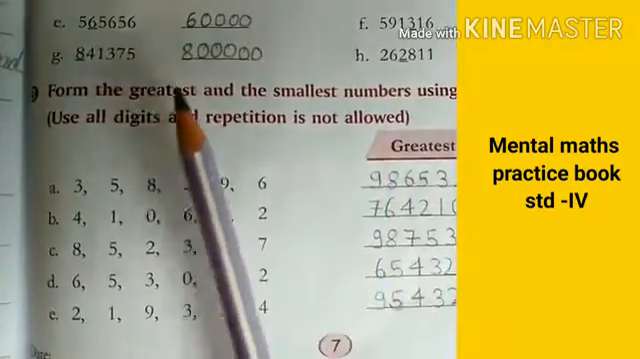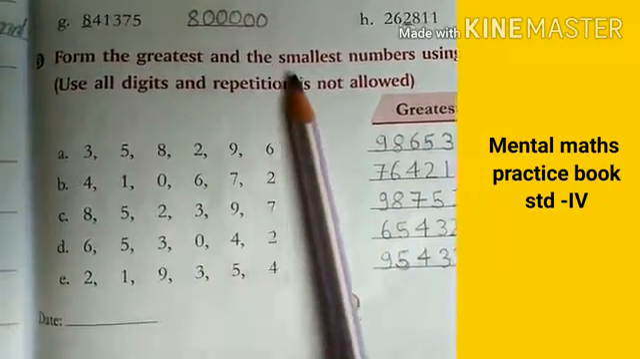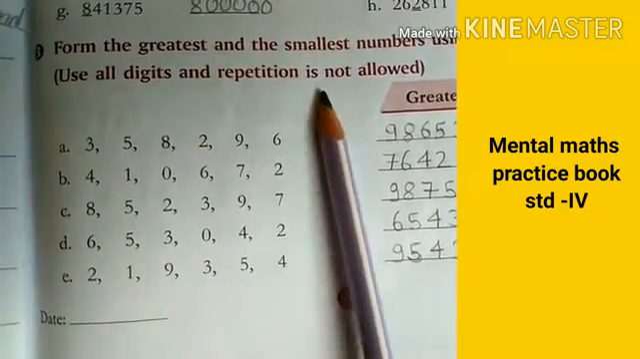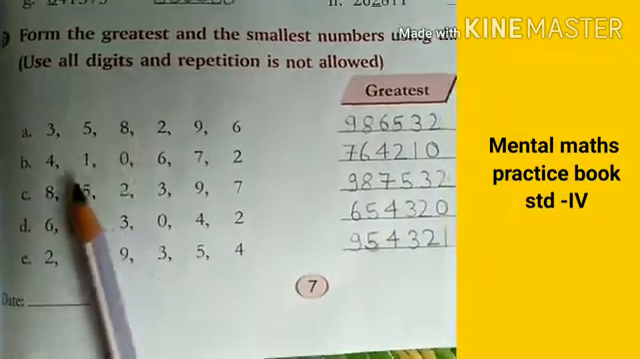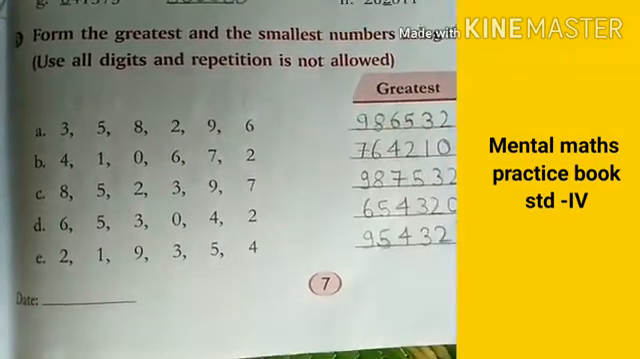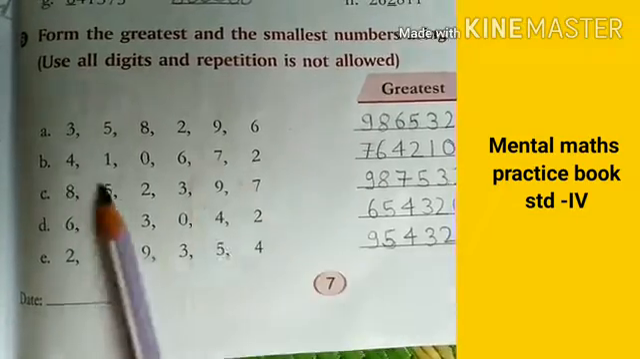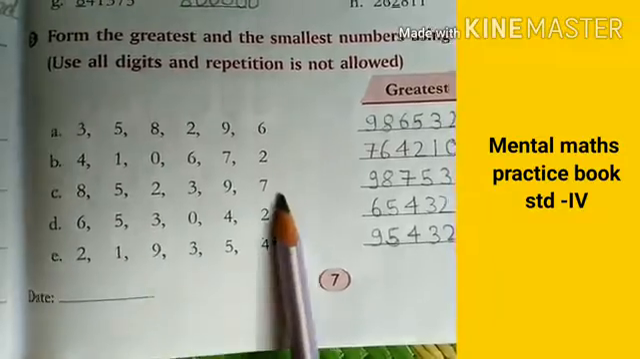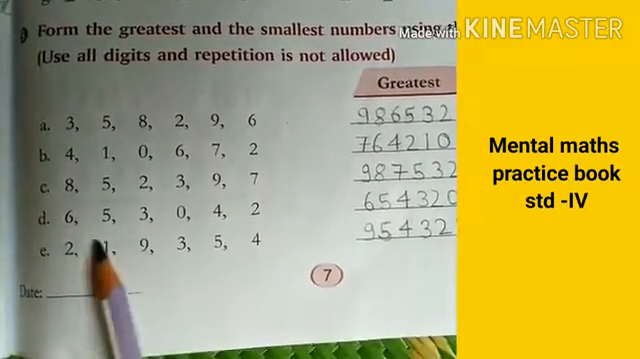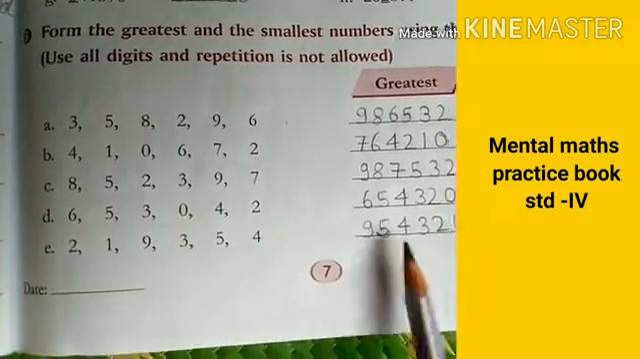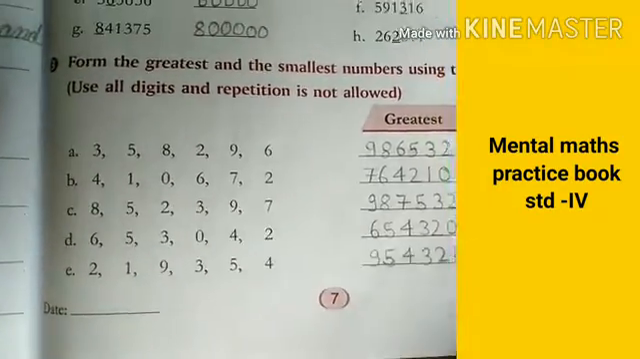Next, form the greatest and the smallest number using the given digits. Use all digits and repetition is not allowed. Here numbers have been given. We just have to write the greatest and the smallest number. I have written the greatest and smallest number here. This way you can write the greatest and smallest numbers.